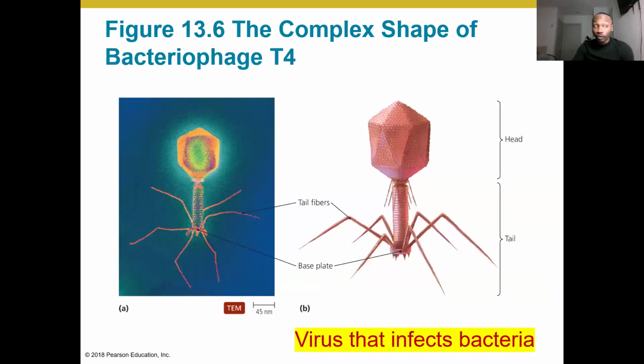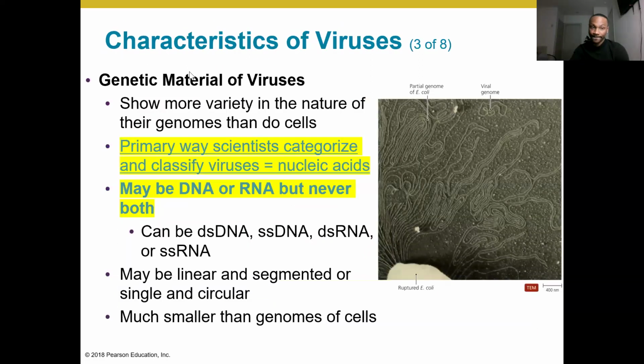Remember, viruses that infect bacteria are called bacteriophages. Viruses can either be DNA or RNA, can't be both. So this is one way we can classify or categorize a virus, based on its nucleic acid. It could either be a DNA virus or an RNA virus. It would only have DNA or RNA in it.